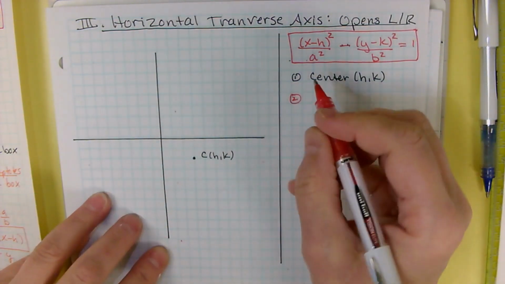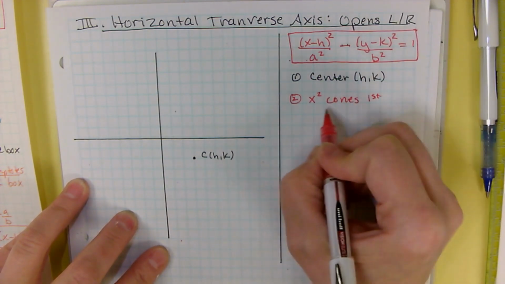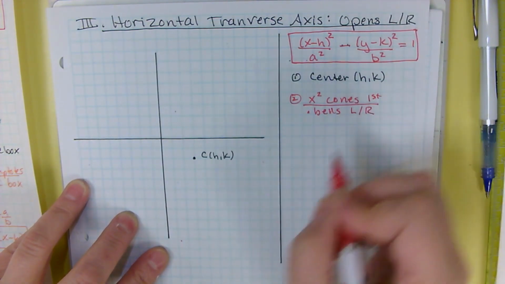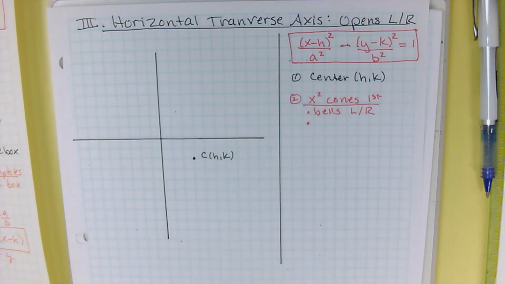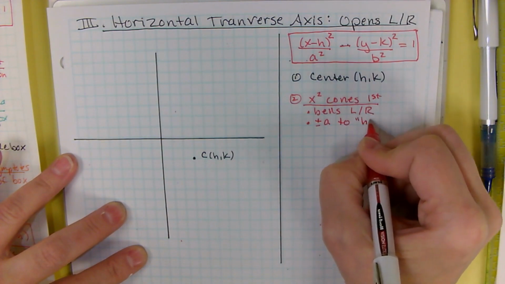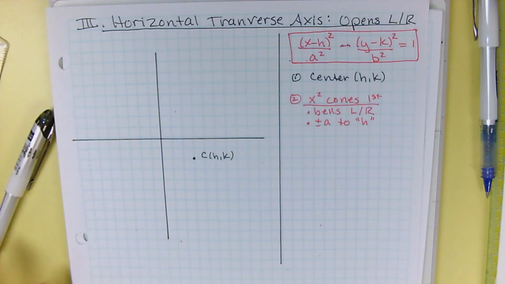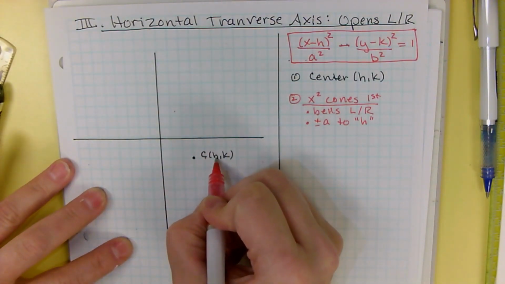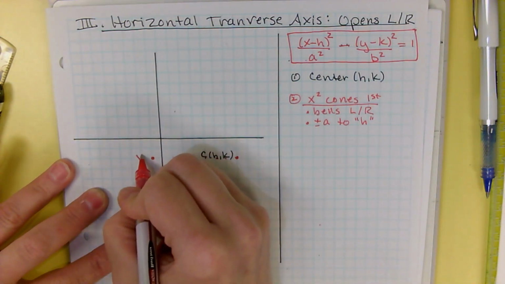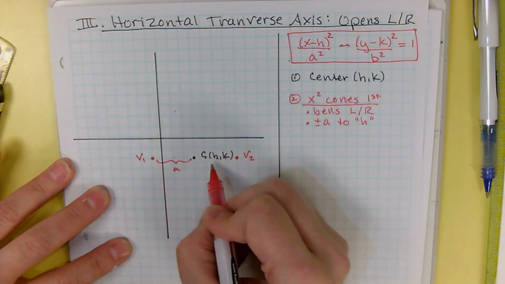Okay, number 2. In this one, the x squared comes first, which is why you know that the bells open left and right. But in terms of drawing the bells, you're going to add and subtract A to the h coordinate of the center. So let's make a 4. So we're going to go to the right, 1, 2, 3, 4, and to the left, 1, 2, 3, 4. We'll call the left one V sub 1, the right one V sub 2. And again, they are a distance of A from the center.